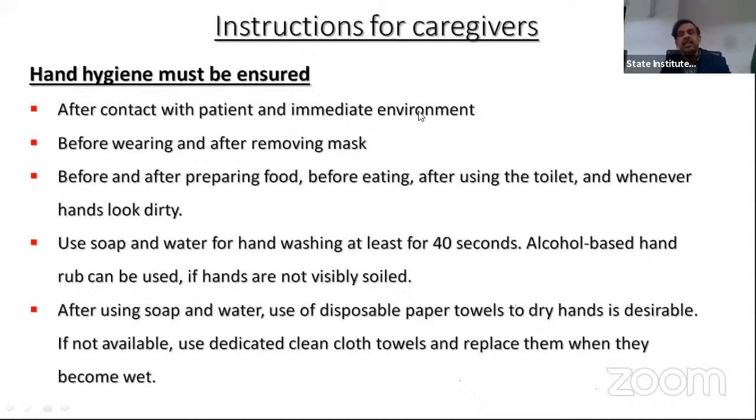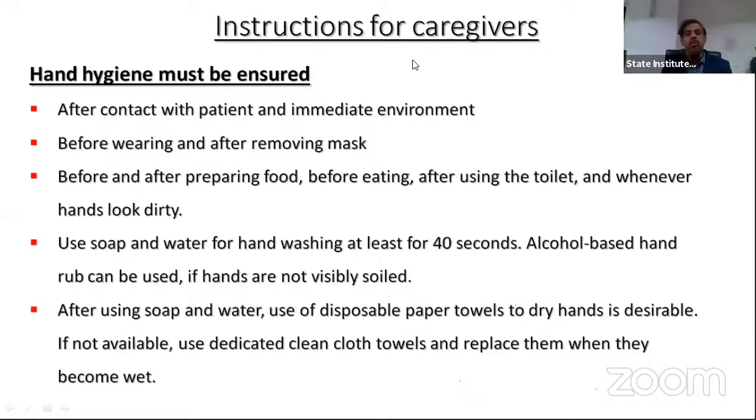Hand hygiene must be ensured. That's important. After contact with the patient and immediate environment, before wearing and after removing the mask, I mean about the caregiver. After entering the patient's room and after coming out, the caregiver should follow hand hygiene. And before wearing and after removing the mask, the caregiver should follow hand hygiene. Before and after preparing food, the caregiver should follow hand hygiene. So these are the things you should tell the caregiver also.